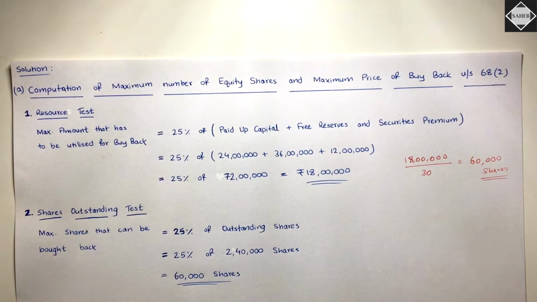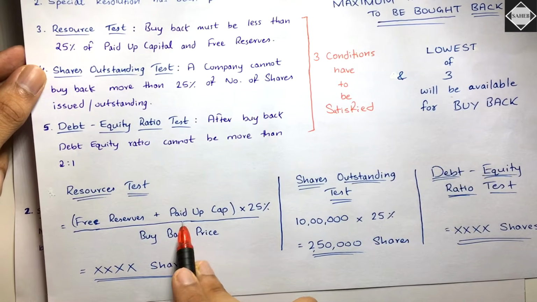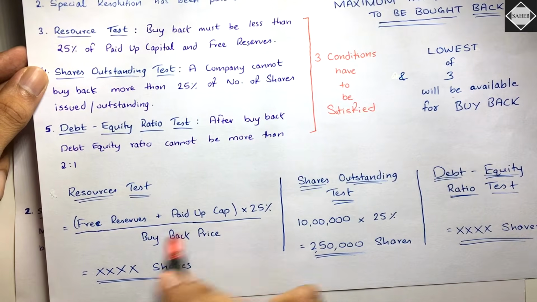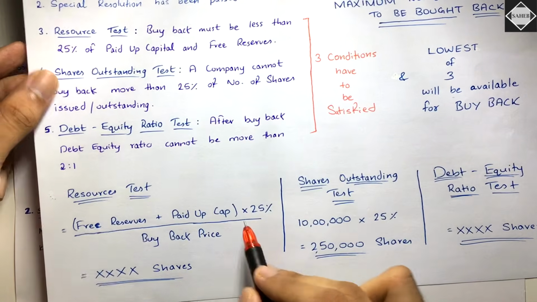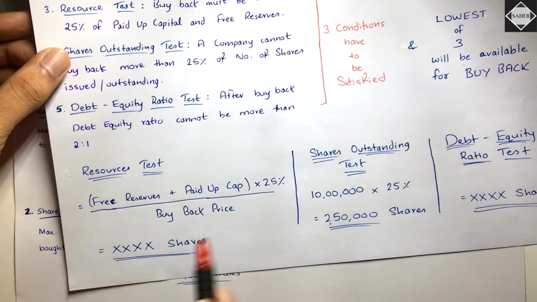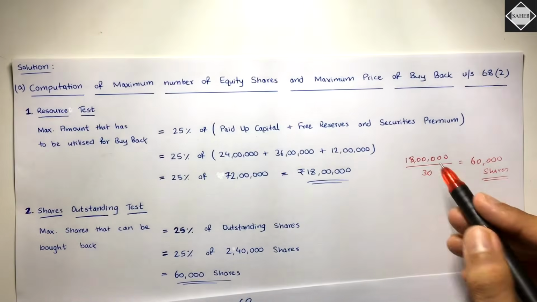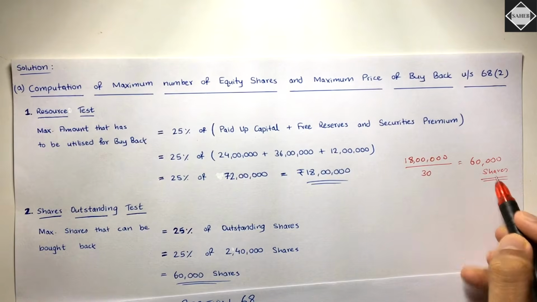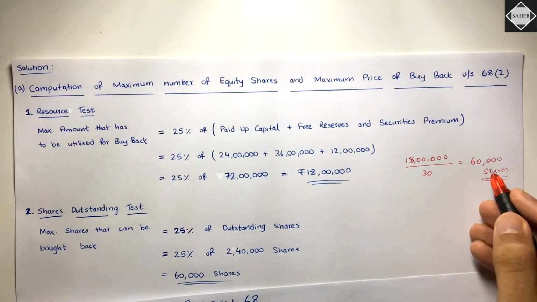That was the formula, isn't it? Let me just show you the formula once again. See, in the resource test what happened? Free reserves plus paid up and plus securities premium. Free reserve also includes securities premium. All the three you add up into 25%. That's what we did over here. We got 18 lakhs, and then we have to divide that by the buyback price to get the number of shares, right? So see here, 18 lakh divided by 30, that's equal to 60,000 shares. Fine. So we did that and we got 60,000 shares.